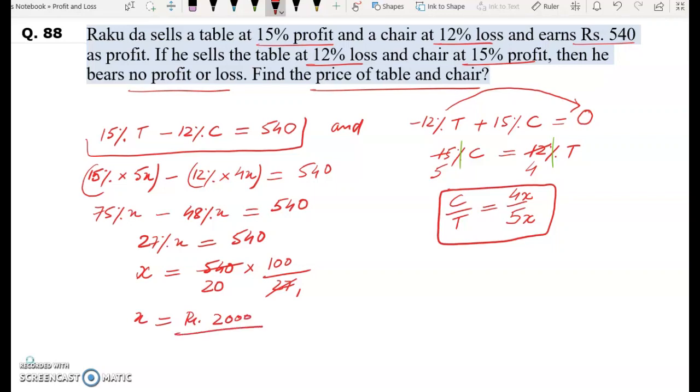Now we need to find the price of table and chair. Table is how much? 5x. The value of x is 2000. So 5 into 2000 will be rupees 10,000. So the price of table is rupees 10,000 and the price of chair will be 4x. 4 into 2000 will be rupees 8,000. This is our answer.